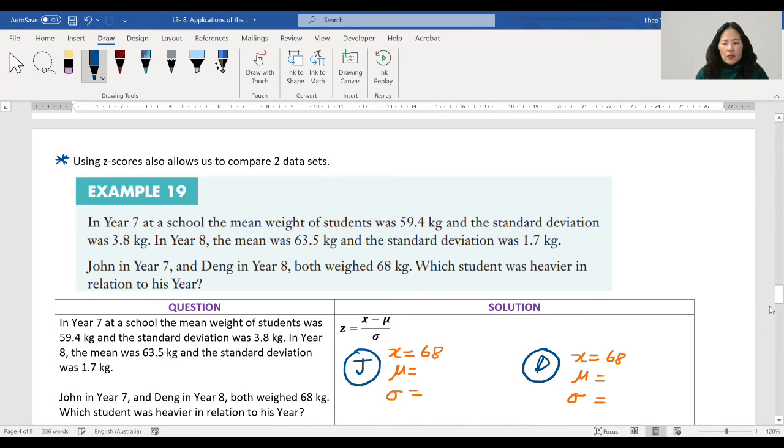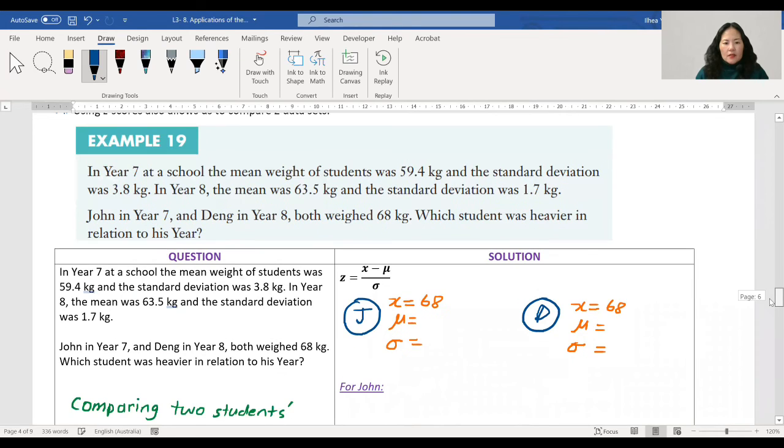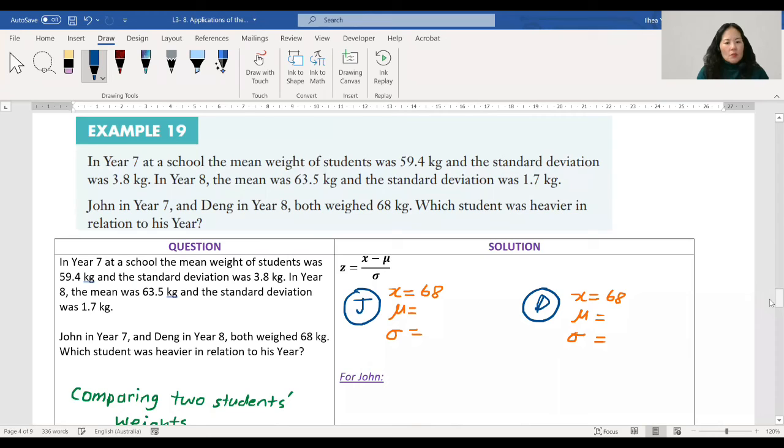Okay, so let's have a look. We are comparing two people. In year 7 at a school, the mean weight of students was 59.4 kilograms and the standard deviation was 3.8 kilograms. So that's year 7. In year 8, the mean was 63.5 kilograms and the standard deviation was 1.7 kilograms. John in year 7 and Deng in year 8 both weighed 68 kilograms. Which student was heavier in relation to his year group?